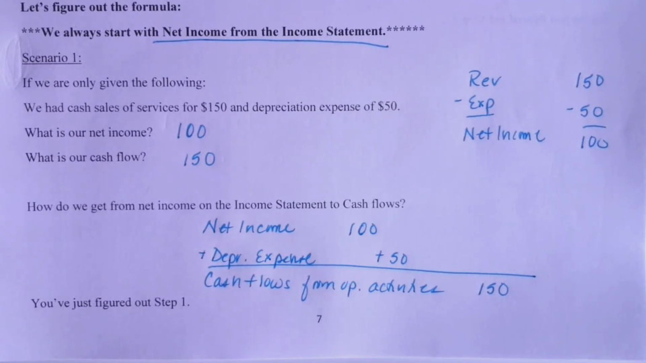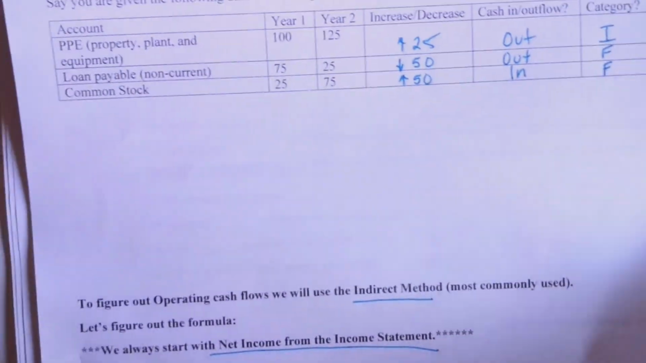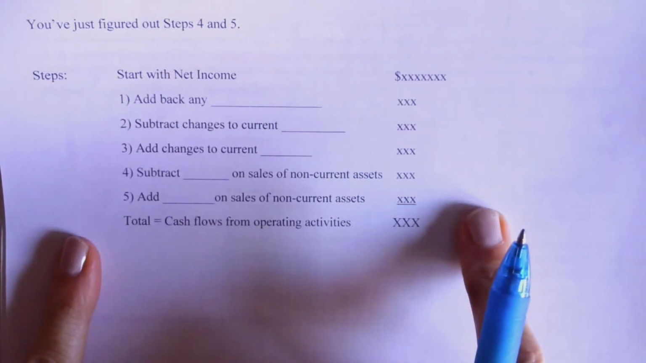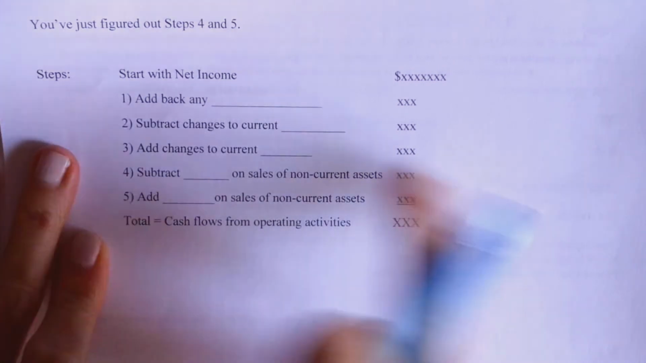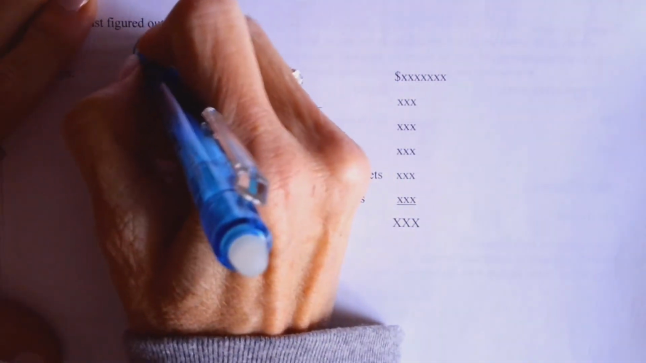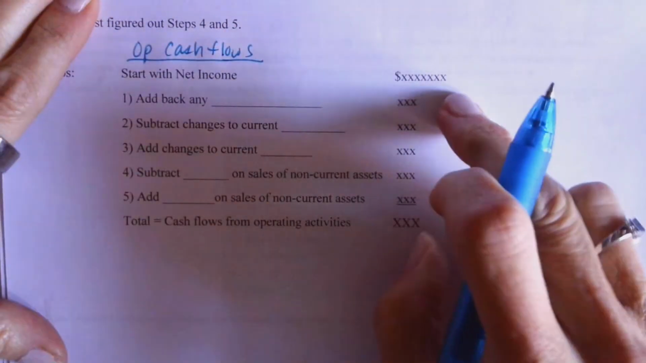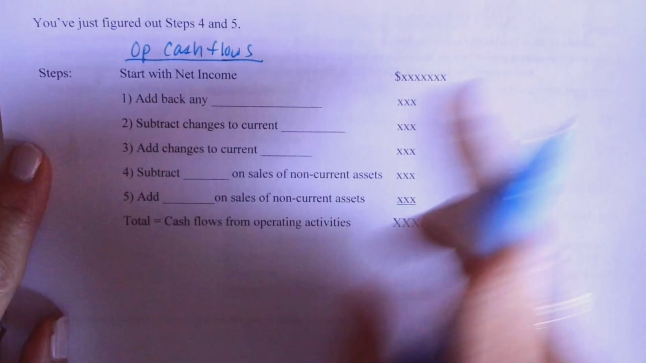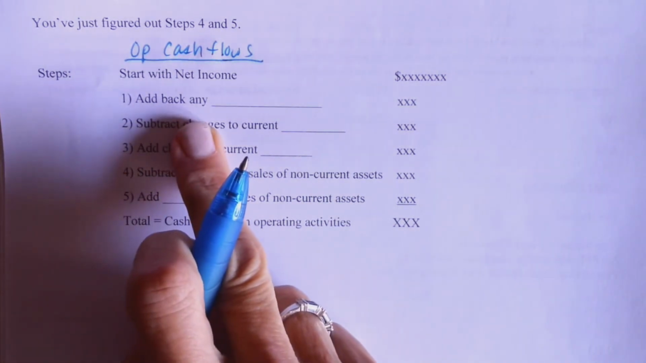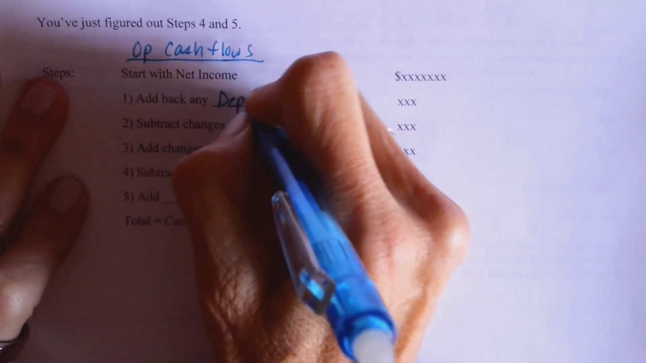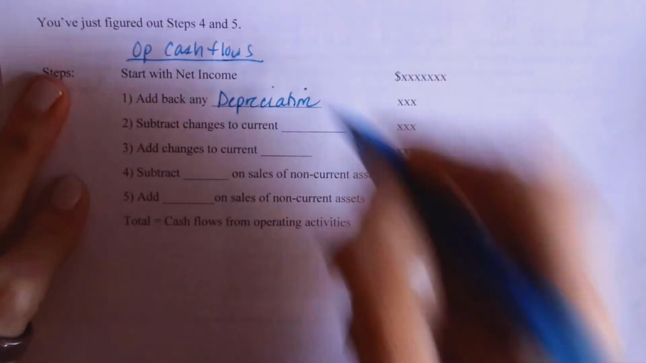Okay. So if you look on page, I think it's 9. Right, here's where I just give you the formula. So to figure out operating cash flows, you're always just going to start with net income, and then step 1 is add back what? Yep, add back depreciation. Good.